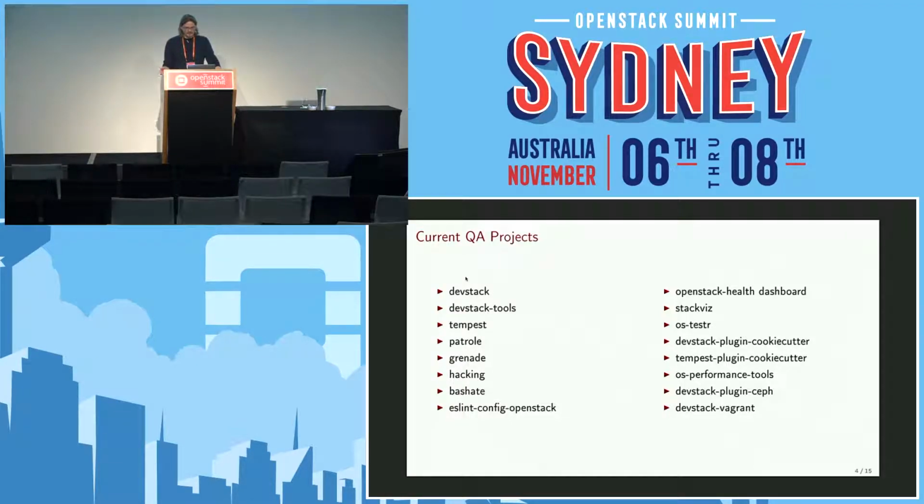os-testr is a test runner, which is used by several OpenStack projects. And then we have a number of other repos, like cookiecutter repos and os-performance-tools, some tools used for performance measurement, but we don't actively use them in OpenStack QA upstream. And a DevStack plugin and DevStack Vagrant, which allows you to set up a multi-node DevStack using Vagrant as a development environment.